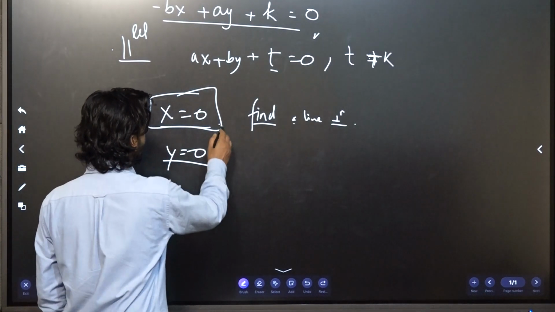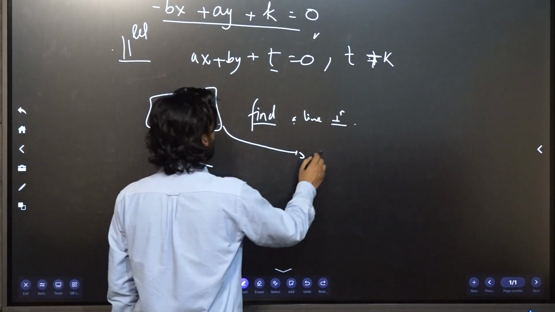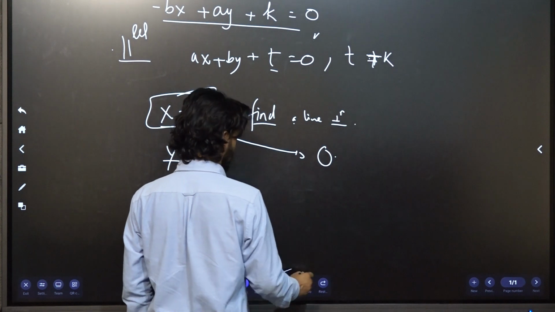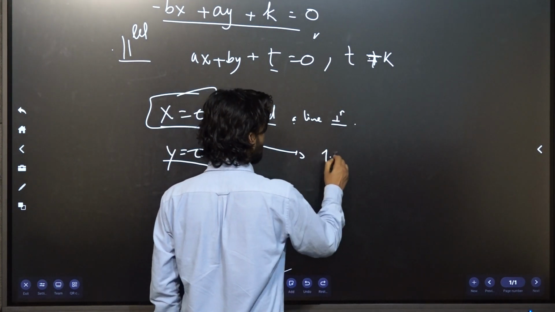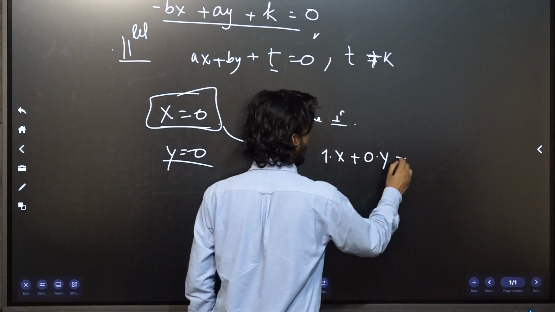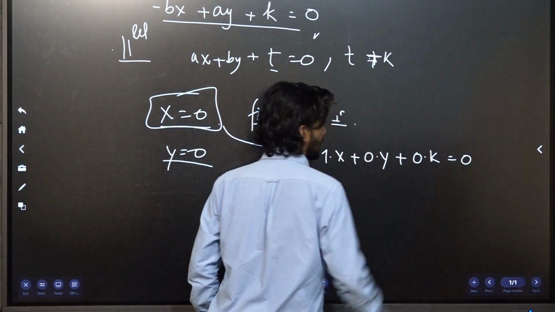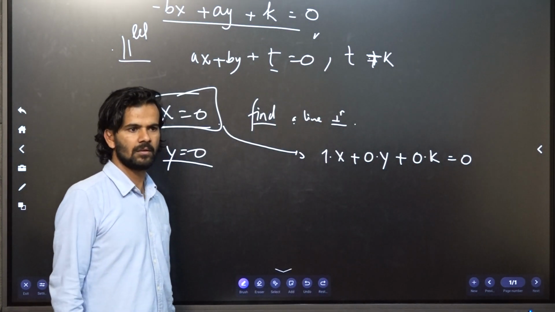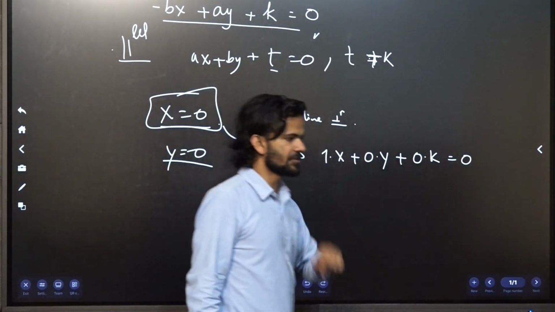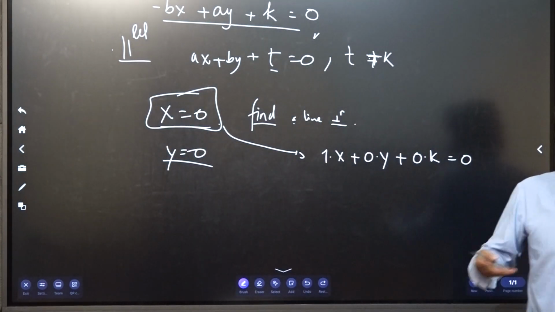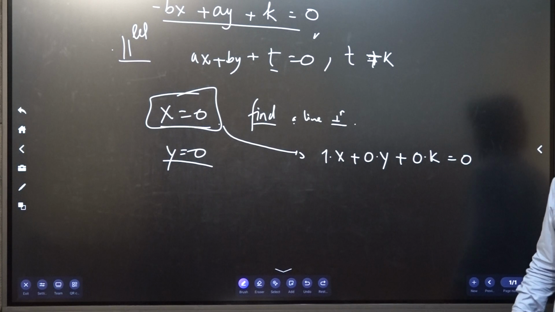I can express it like this: 1 times x plus 0 times y plus 0 times k equals to 0. Coefficients are 0. That's all. There is a hidden message.